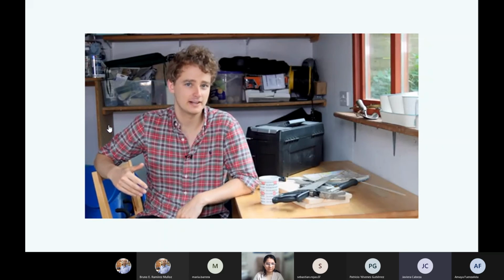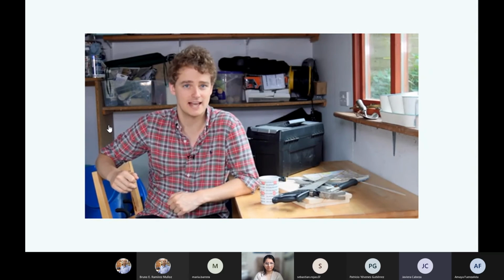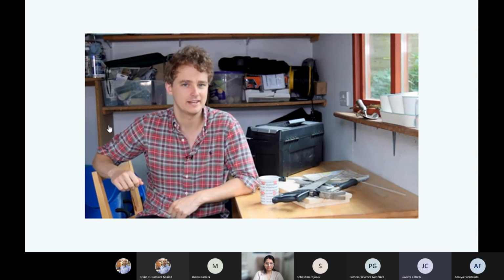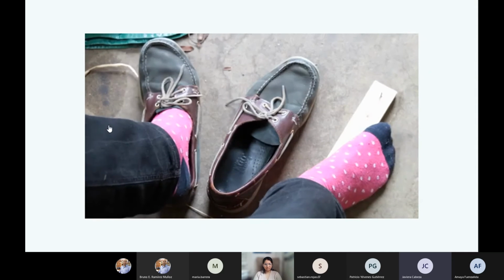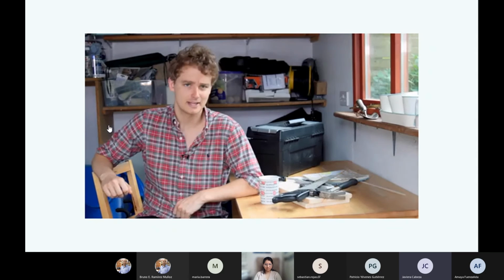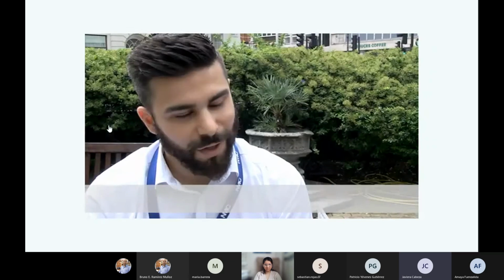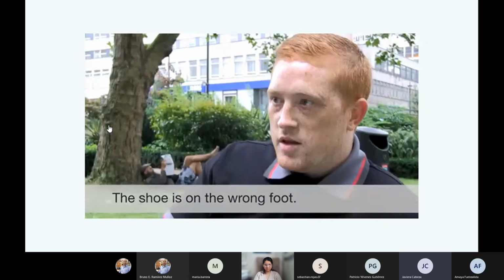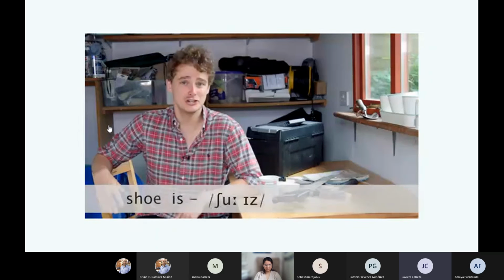When we speak English fluently, we sometimes add extra sounds in between the words to help them link together. Now, have a look at my feet. What's wrong with this? Let's ask the people of London. The shoe is on the other foot. The shoe is on the wrong foot.